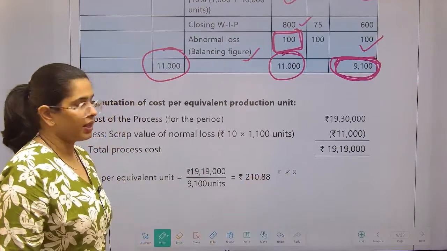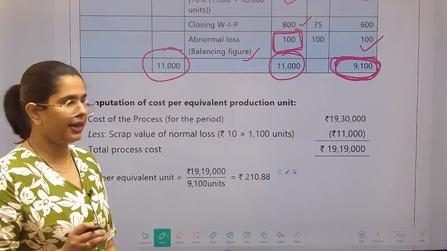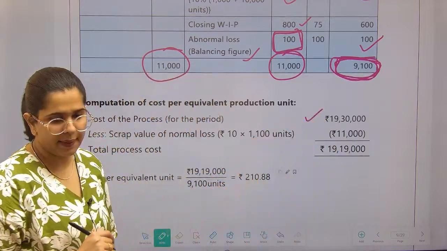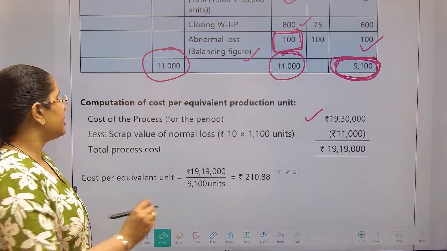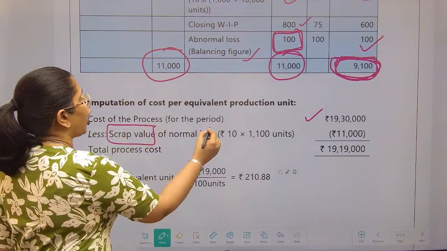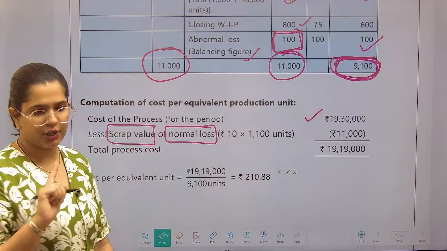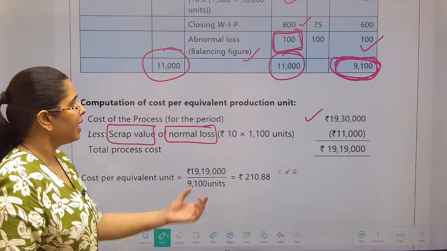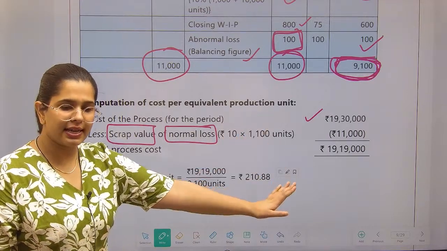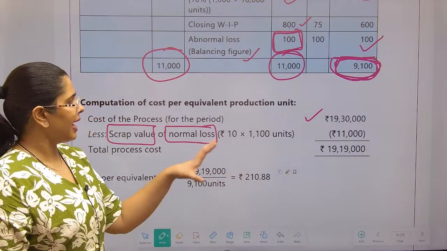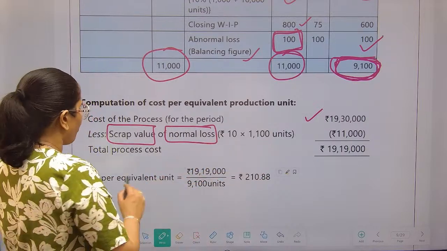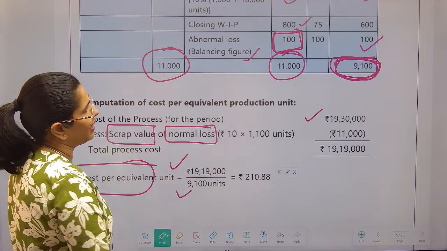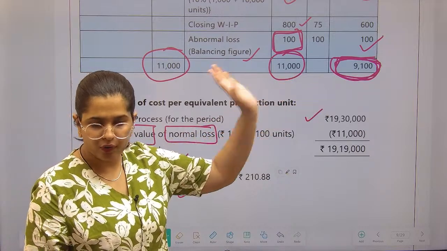इस process में 10,000 units were inserted and the cost incurred was for the period 19,30,000. ठीक है, 19,30,000 was the cost. Just minus the scrap of normal loss. Don't include abnormal loss into it. No, abnormal loss का separate valuation होगा, हम उसको include नहीं करेंगे. 10 multiplied by 1100 gives us 11,000. Subtracted, 19,19,000 I have found out. So what is the cost per equivalent unit? 19,19,000 divided by 9,100, which I have found out over there.